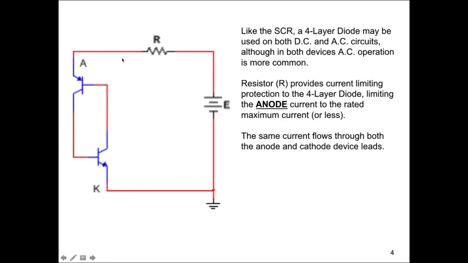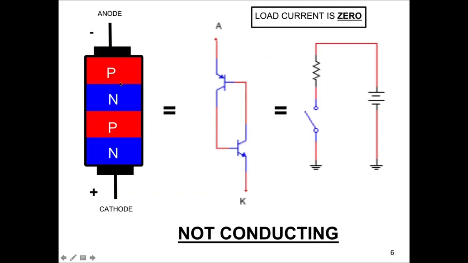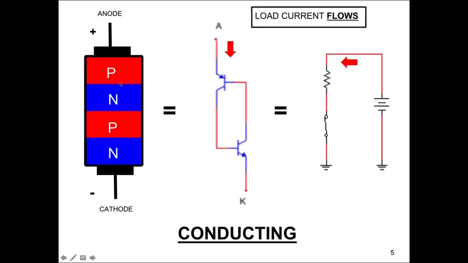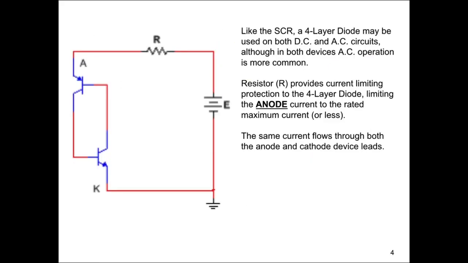So here we see internally what we have. We just simply have two complementary, matched transistors: a PNP and an NPN. This is how they're connected. We have a current limiting resistor, and this would limit the current to a safe value for the four-layer diode.